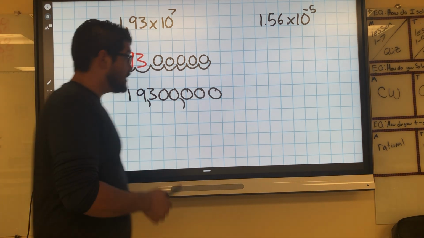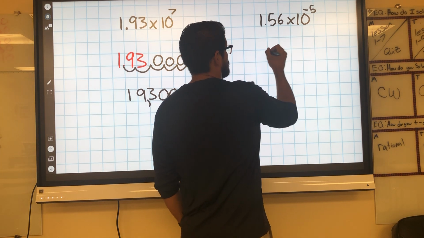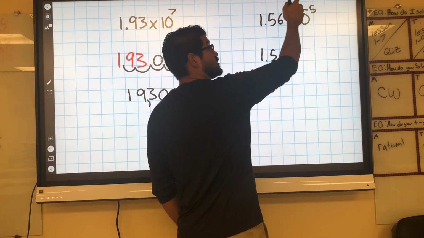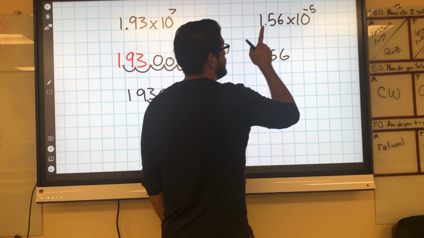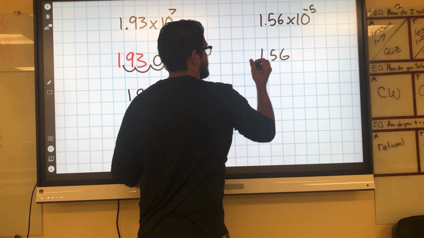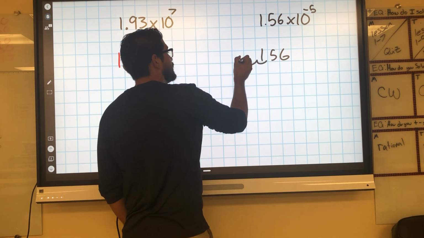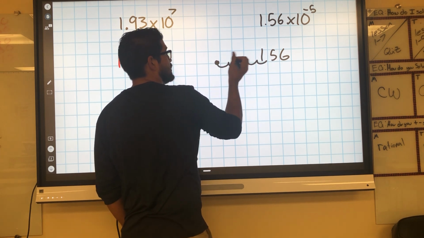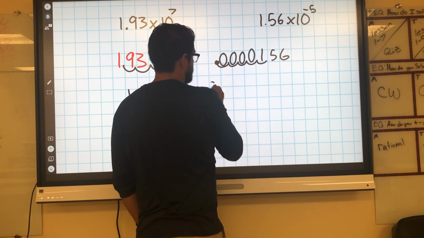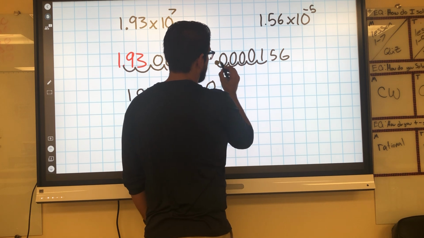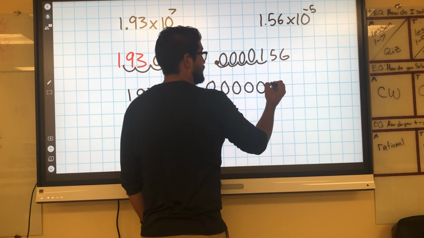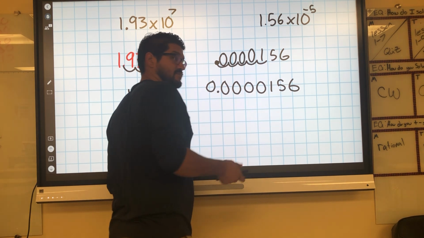Okay, let's work over here. This is 1.56, so I'm going to put 1.56. And I'm going to move this decimal point, making it into a very small number, meaning I'm moving it to the left 5 times. So let's erase a little bit of this, give myself some space. And it's going to be 1, 2, 3, 4, 5. Here's our new location. All of these spaces get filled in with zeros. So now it is 0 point, and then behind the decimal point is 1, 2, 3, 4 zeros. 1, 2, 3, 4, and then 1, 5, 6.